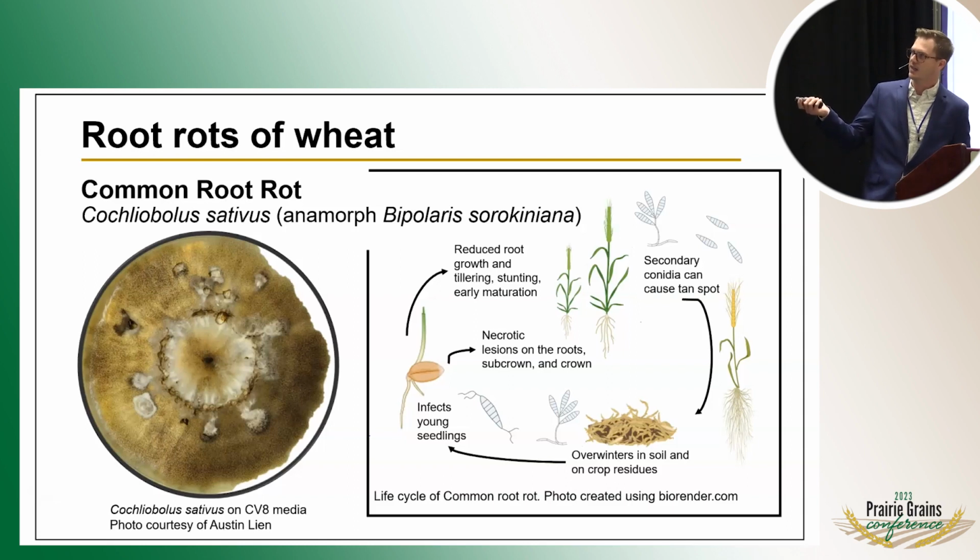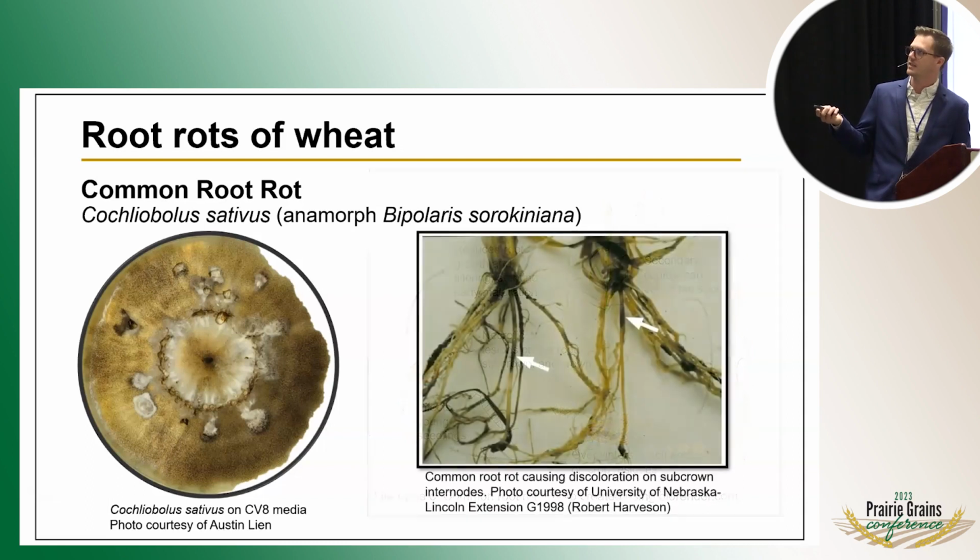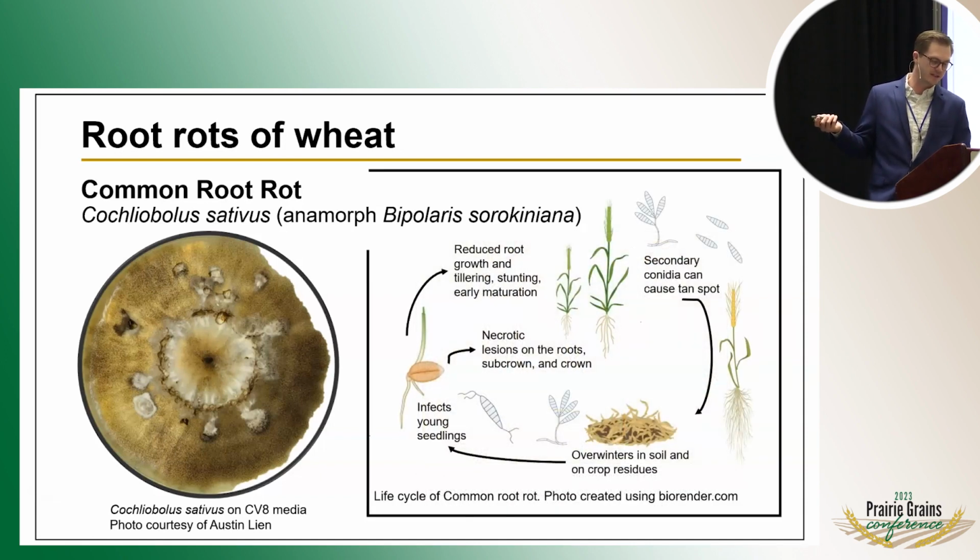And that conidia and the mycelium overwinters in the soil and also on crop residues. And then in the spring, the mycelium and spores can infect the young seedlings. And throughout the season, this will lead to these necrotic lesions on the roots, the subcrown, and also the crown. So overall, throughout the growing season, it ends up causing some reduced root growth, also reduces tillering, and causes stunting and early maturation, which obviously leads to reduced yields.